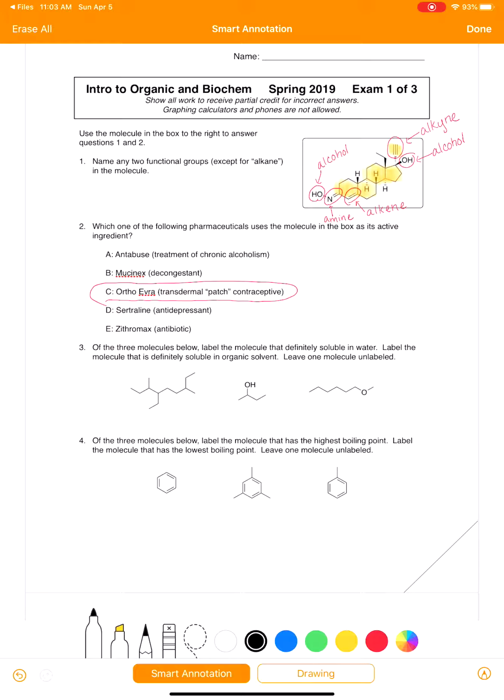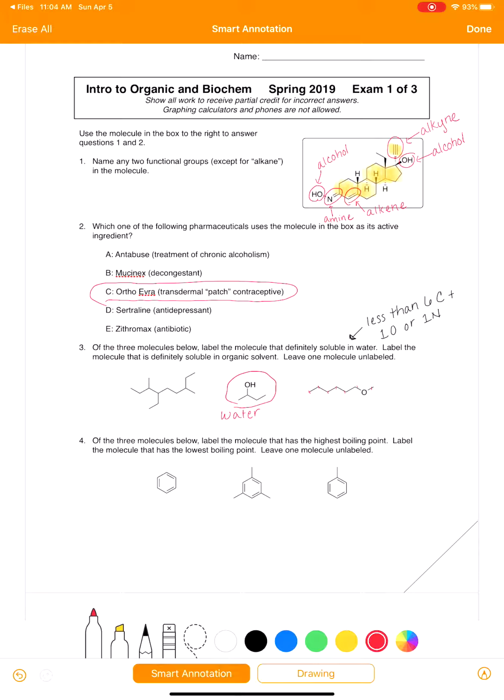Question number 3, label the molecule that's definitely soluble in water. The rules that we had for being soluble in water would be that it has less than 6 carbons, plus it needs to have at least 1 oxygen or 1 nitrogen. So less than 6 carbons and at least 1 oxygen or nitrogen. This guy on the right has 1, 2, 3, 4, 5, 6, 7. So this one right here is definitely going to be soluble in water.